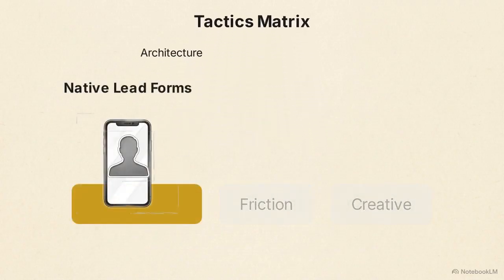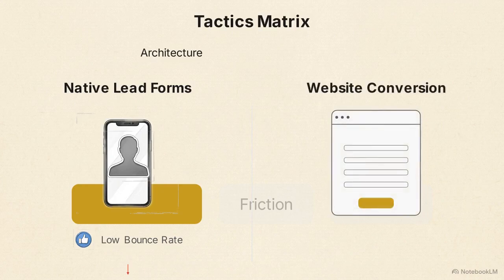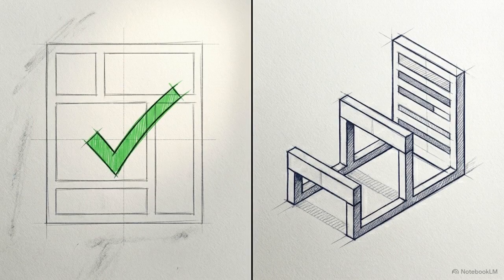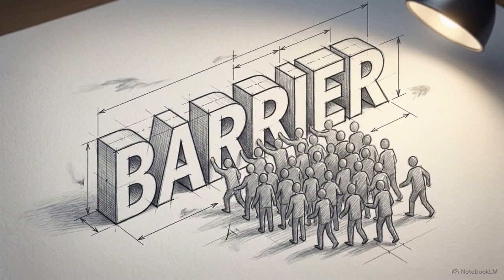First, architecture. Meta's native lead forms keep users inside the app, which reduces bounce rates but often results in low baseline intent. Website conversion campaigns move the user off the platform to your landing page. Forcing someone to wait for a page to load and fill out a standalone form automatically results in higher intent, provided your mobile experience is fast. Conversion campaigns offer higher baseline intent, but native forms can be just as profitable if you engineer them with the right artificial hurdles.